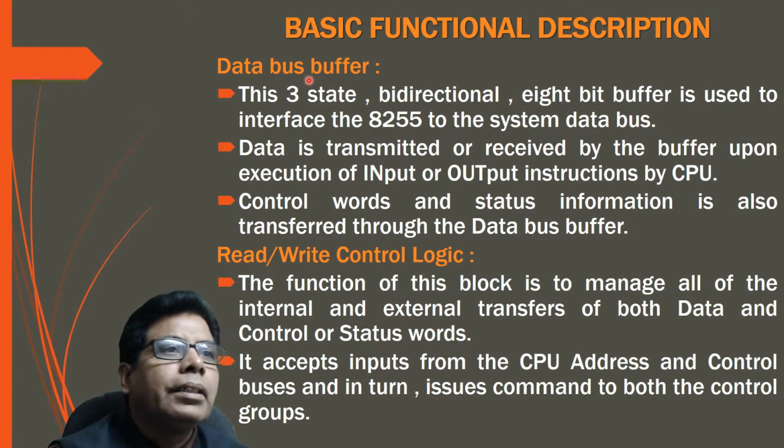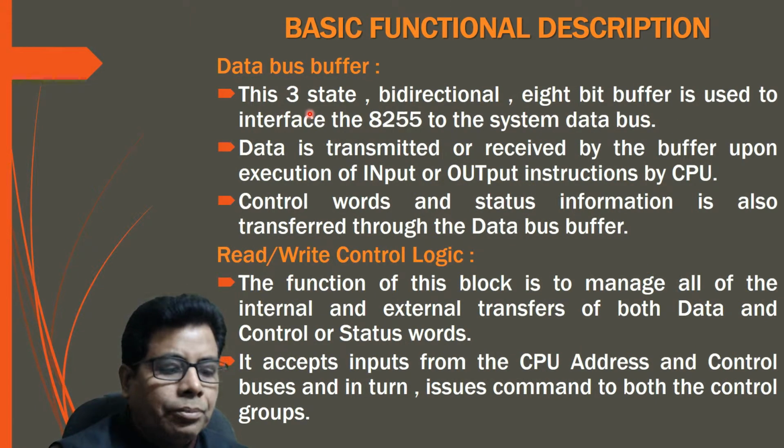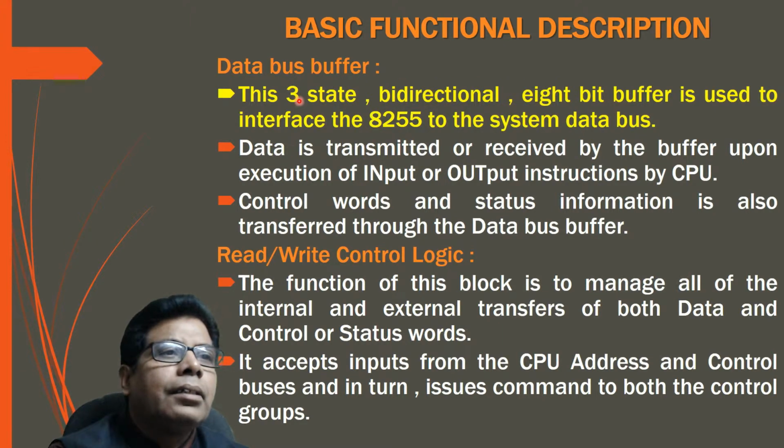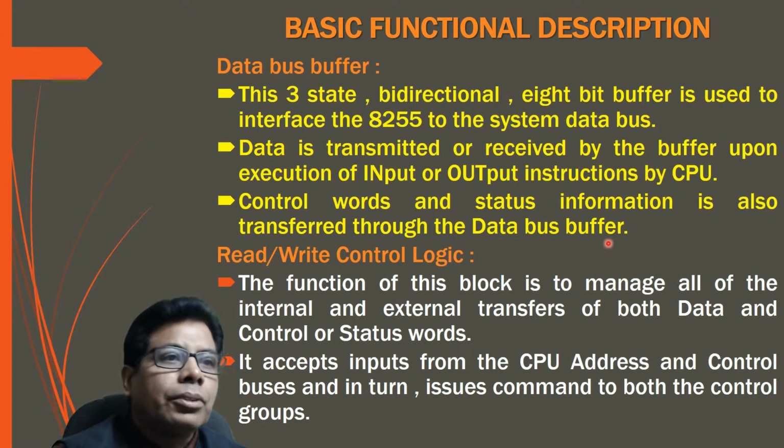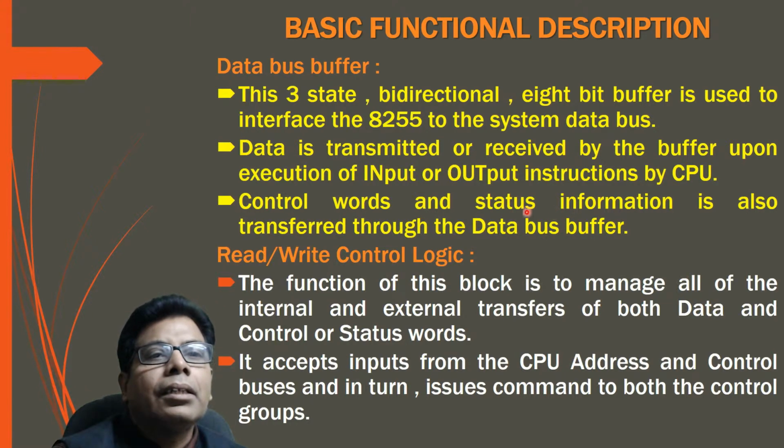Then let us see the next block, data bus buffer. This 3-state or tri-state bidirectional 8-bit buffer is used to interface 8255 to the system data bus. Data is transmitted or received by the buffer upon execution of input or output instructions by the CPU. Control words and status information is also transferred through the data bus buffer. So data, control word and status, these three things are transferred through the data bus buffer.